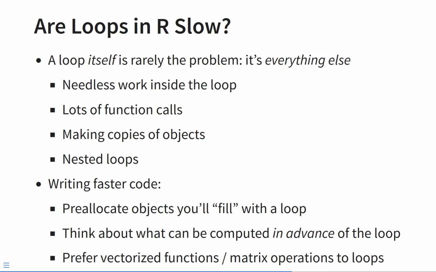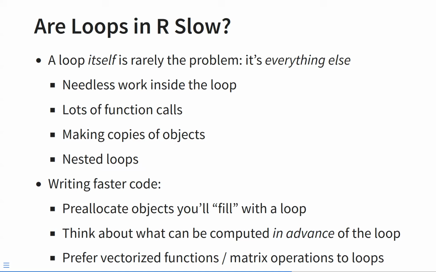A common complaint that you will hear is that loops in R are slow. Is this true? Well, kind of, but there are several caveats. First of all, it's rarely the case that the loop itself is the problem. More commonly, it's everything else that surrounds the loop or is contained inside it. For example, needless work that's carried out inside the loop, lots and lots of function calls that could be avoided. Here's a big one, making copies of objects that don't really need to be copied. And then also nested loops, where you have loops inside of loops inside of loops inside of loops.